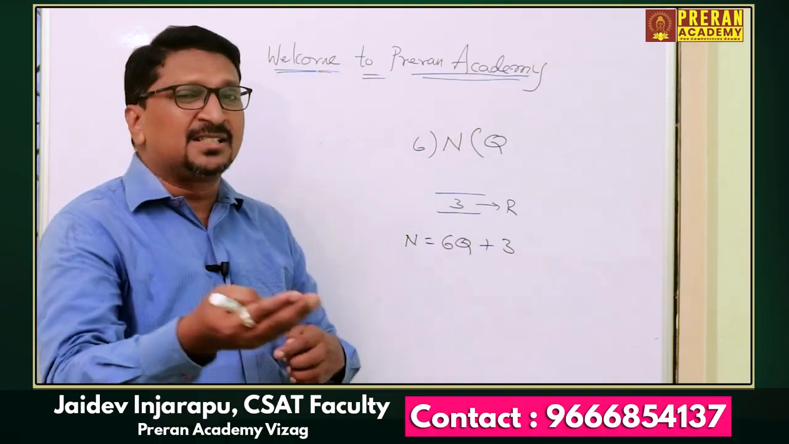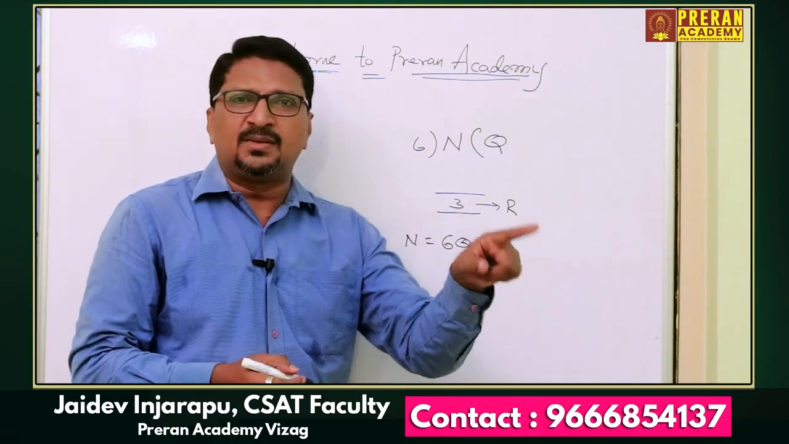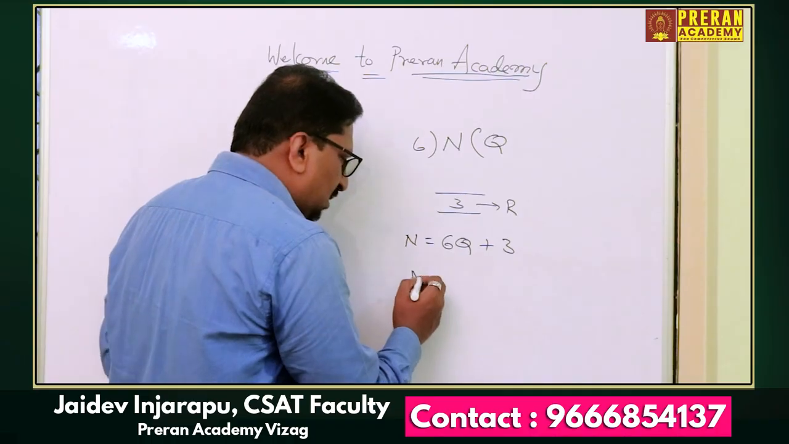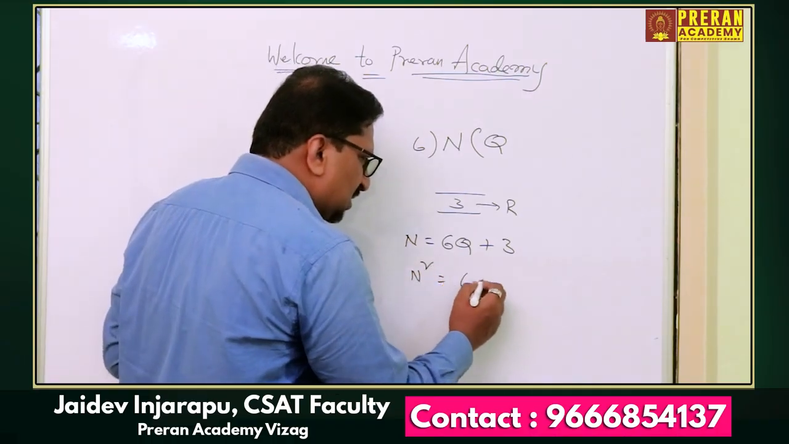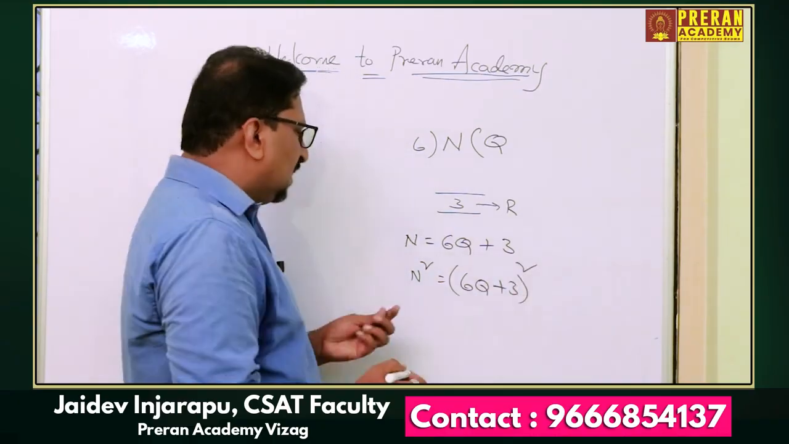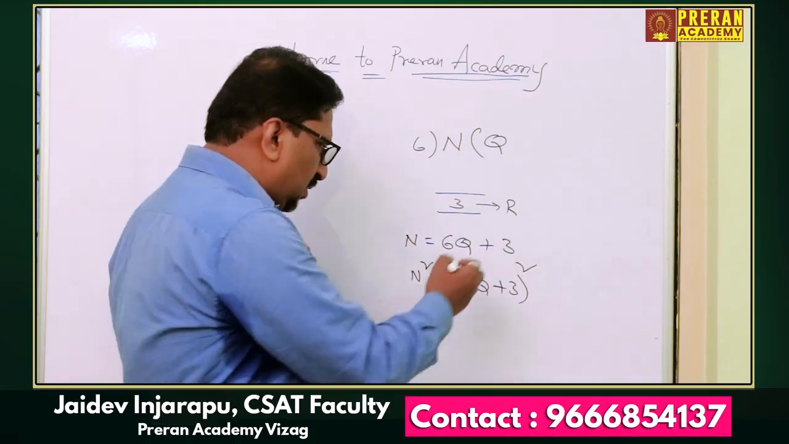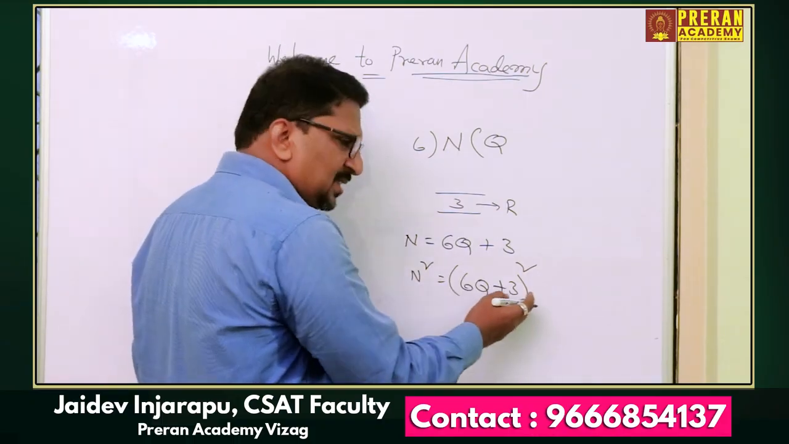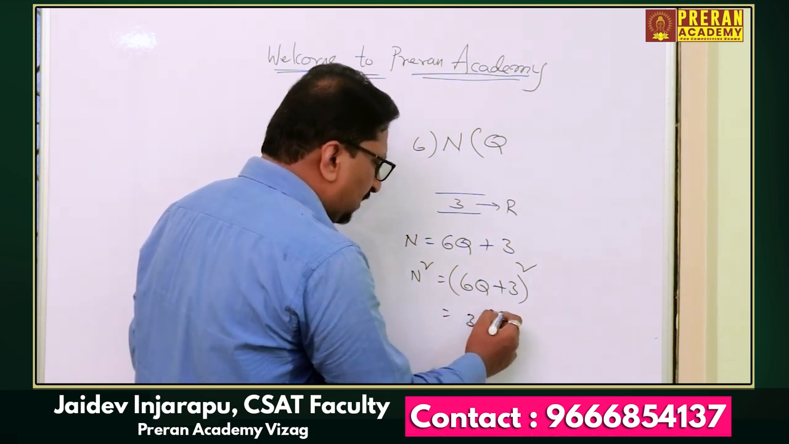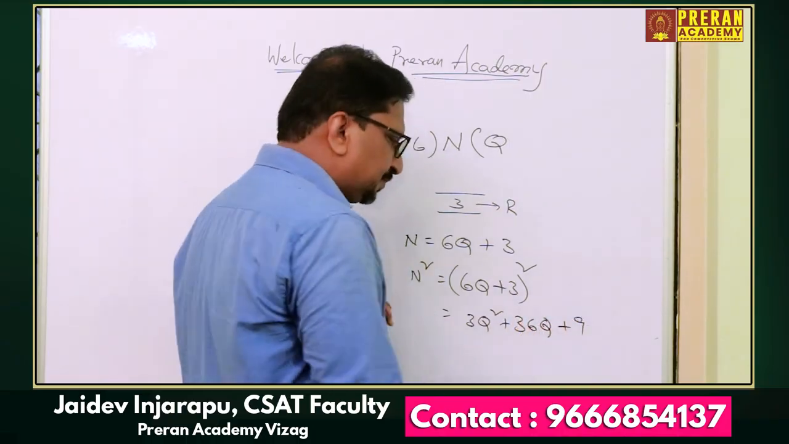Now he has given another condition. What is that? If the square of the same number is divided by 6, what is the remainder? Square of the same number, (6q plus 3) whole square. If this number is going to be divided by 6, what is the remainder? Now you just expand this one because it is in the form of (a plus b) whole square. So 36q square plus 36q plus 9.